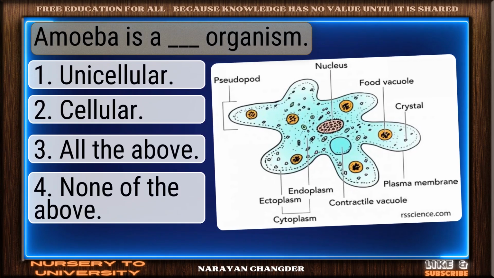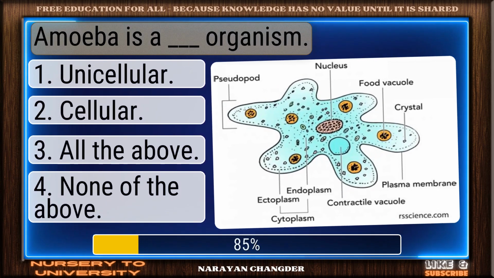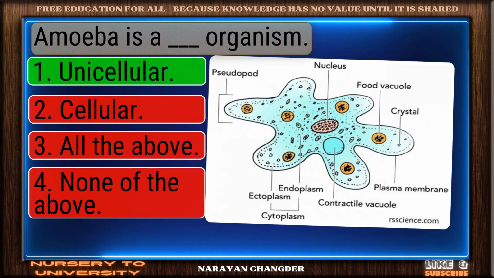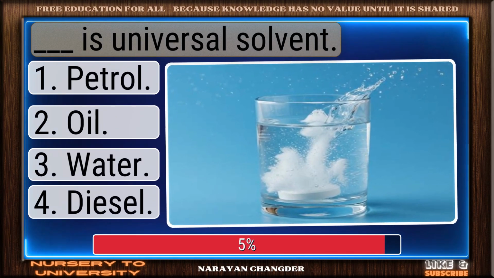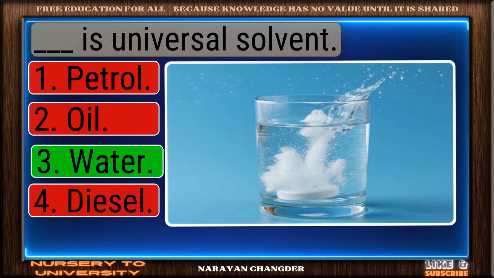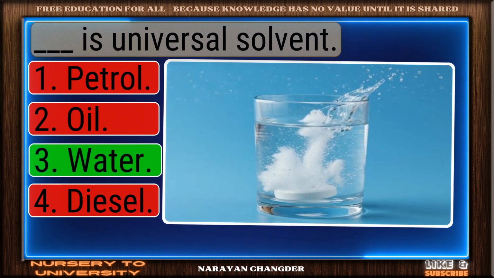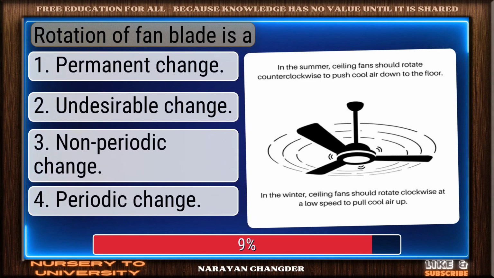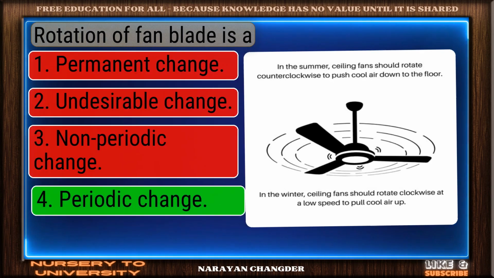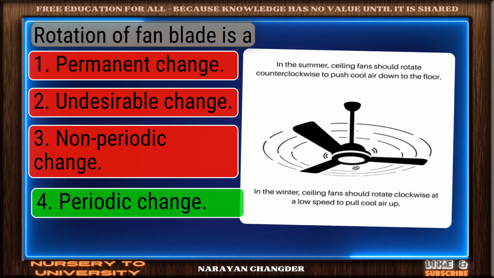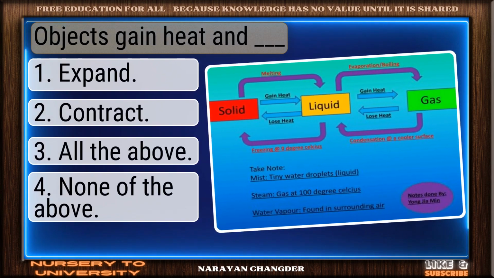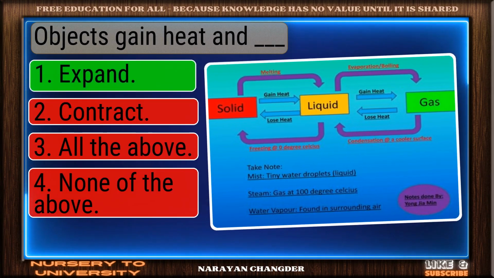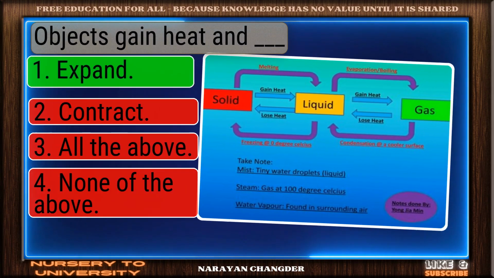Amoeba is a dash organism. Excellent choice. Unicellular is the right answer. Dash is the universal solvent. Good thinking. Water is the right answer. Rotation of fan blade is a. Right again. Periodic change is a valid answer. Objects gain heat and dash. Great thinking. Expand is the right choice.